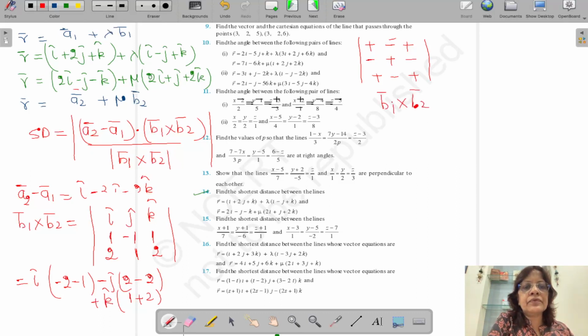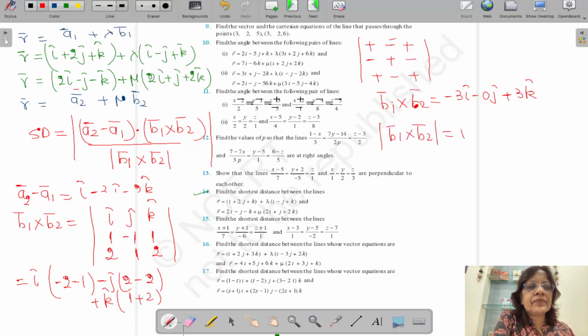So we are getting v1 cross v2 is equal to minus 3i minus 0j plus 3k. This is your b1 cross b2. We will also find the magnitude of this. The denominator of the shortest distance is this, that is root of 9 plus 9, which is equal to 3 root 2, right? Now we substitute the values in the formula of shortest distance.